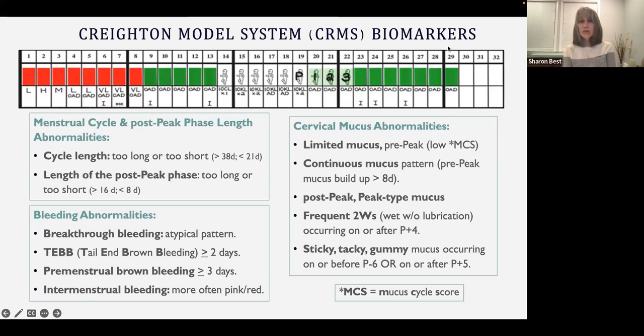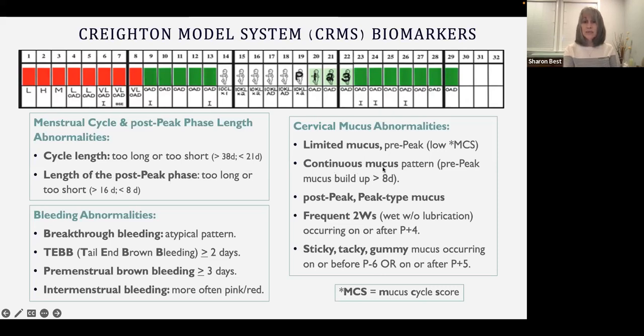So let's look at some cervical mucus abnormalities. So women can have what we call a limited mucus cycle. So we have a very interesting and complex way that our fertility care practitioners are taught to calculate a mucus cycle score. They do this by a number of different parameters they're looking at here in the mucus buildup. So if women have a low mucus cycle score, we know that that's one of the biomarkers that can cause that infertility, and we know how to treat that.